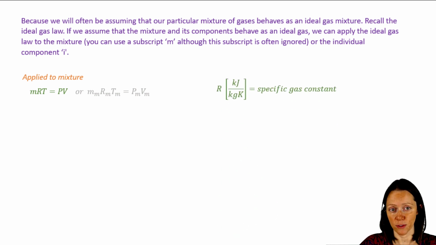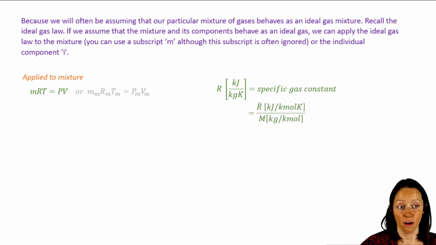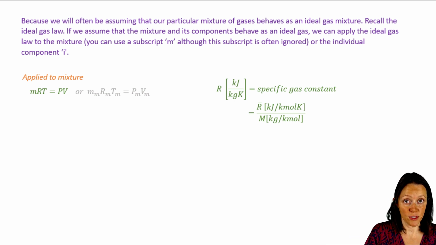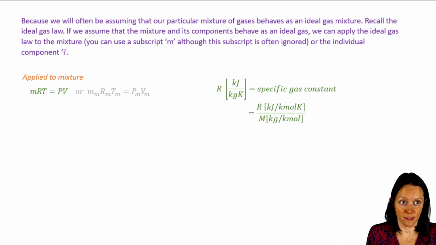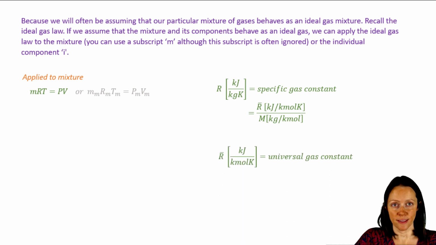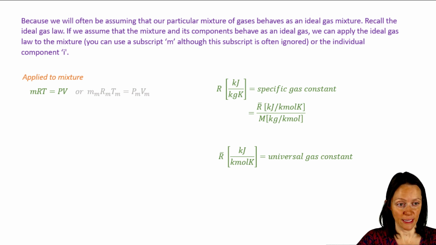Here I've written mRT equals PV, where that R is the specific gas constant, and we just need to remember that R is equal to R bar over the molar mass. So you can see that relationship, the mass equals the molar mass times the number of moles, still sort of applies. You've got something written in terms of mass, and you're using the molar mass to go between things written in terms of mass and things written in terms of moles. And that universal gas constant you can look up, and there are several values given to you at the bottom of your conversion factor sheet in the thermodynamic tables.